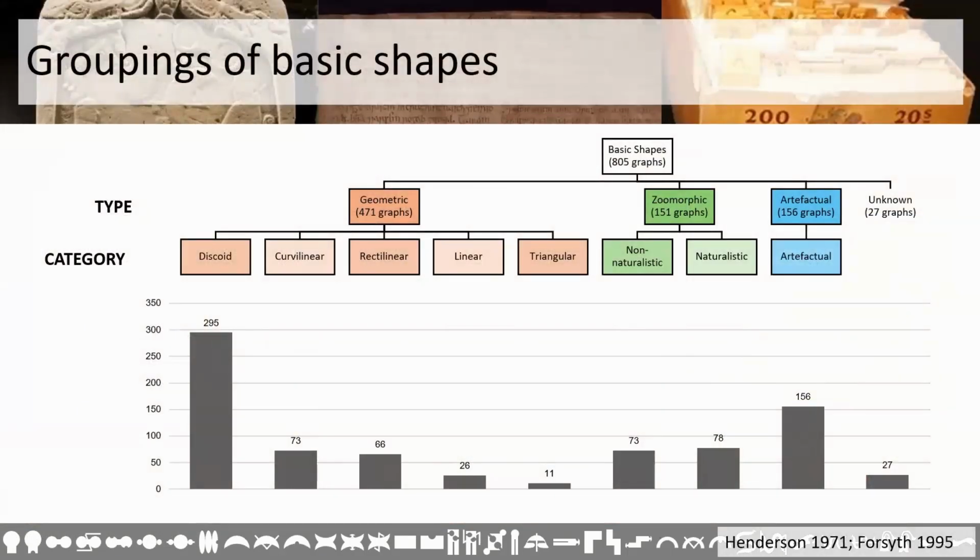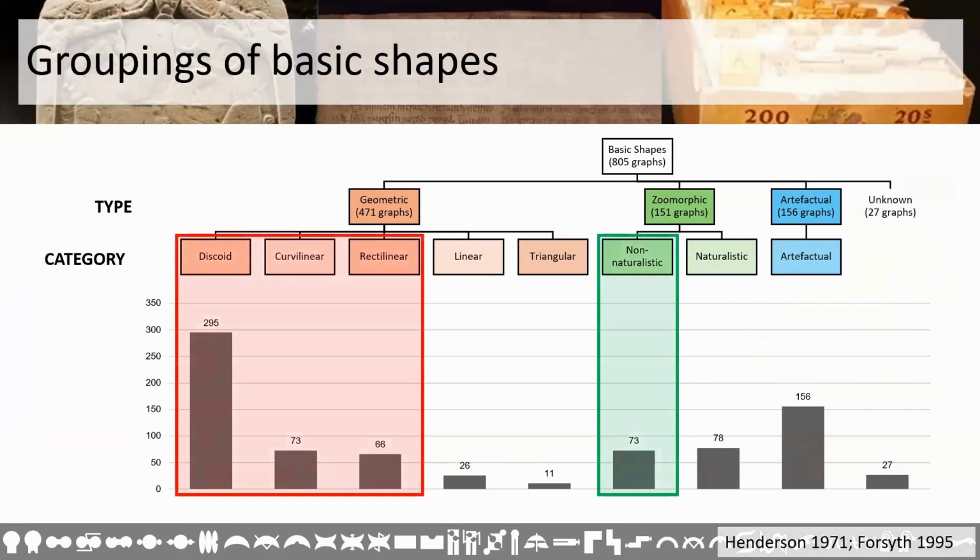Okay, so today I classify the basic shapes of Pictish symbols in terms of three macro categories: geometric, zoomorphic, and artifactual. So shapes, animals, and objects. Today, I'm going to be talking mostly about the shapes and the animals that don't really look like animals. They kind of look like mythological beasties.